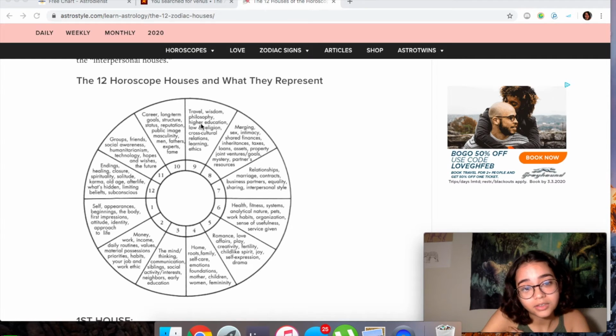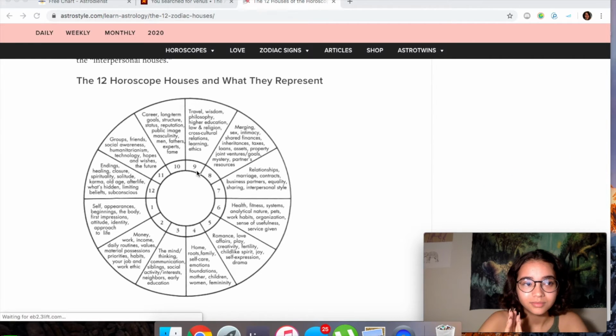9th house: travel, wisdom, philosophy, higher education, law and religion, cross-cultural relations, learning and ethics. 9th sign is Sagittarius, higher learning. Sagittarius is ruled by Jupiter. Higher learning, wisdom, expansion, luck.